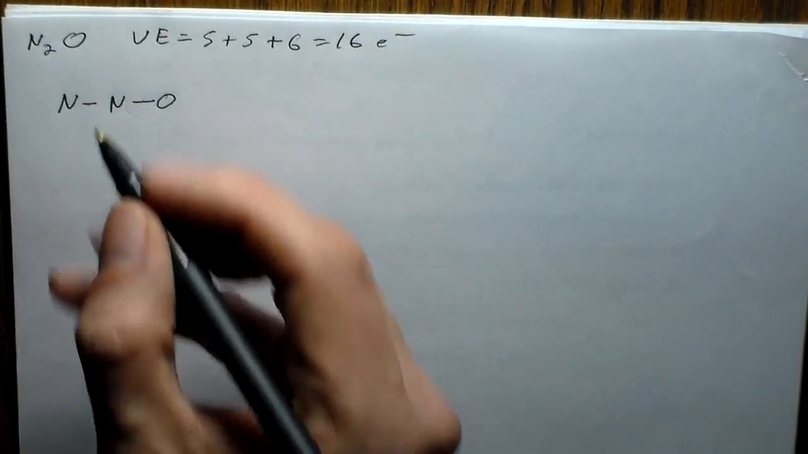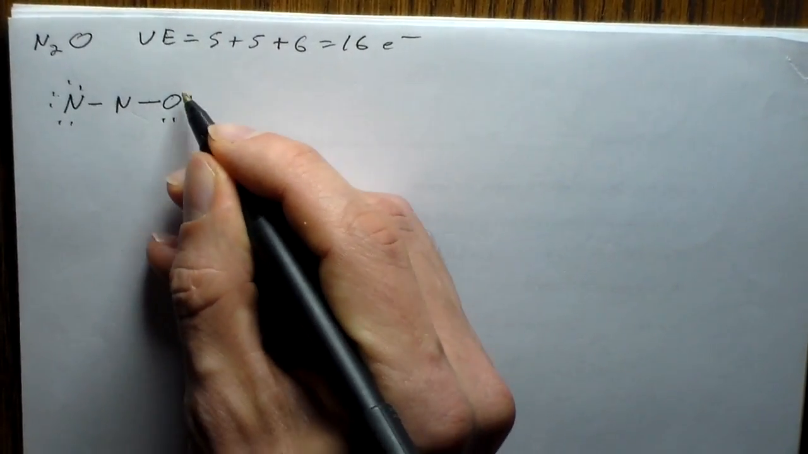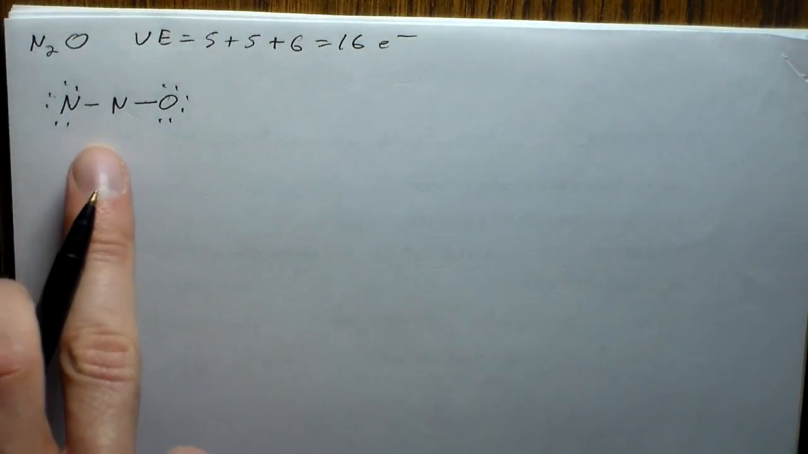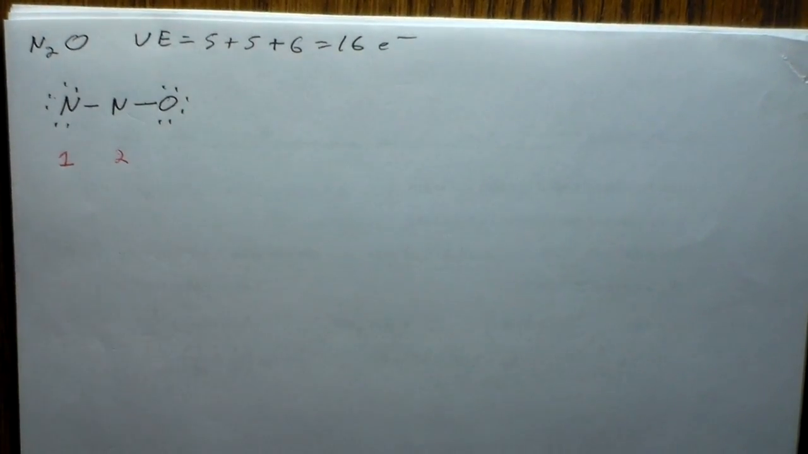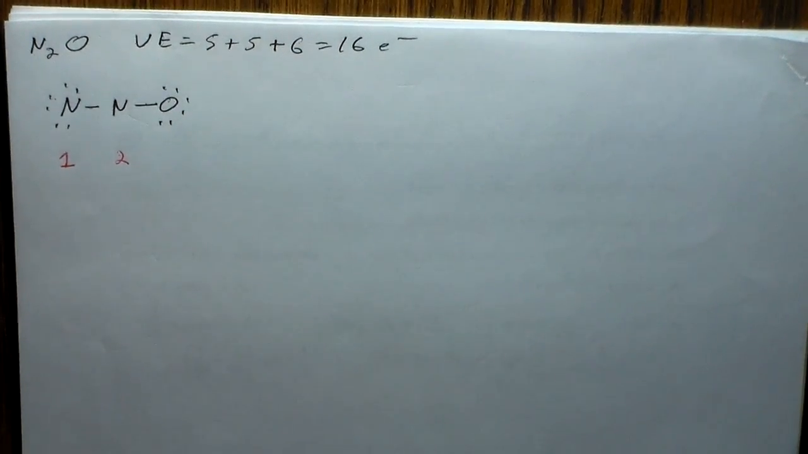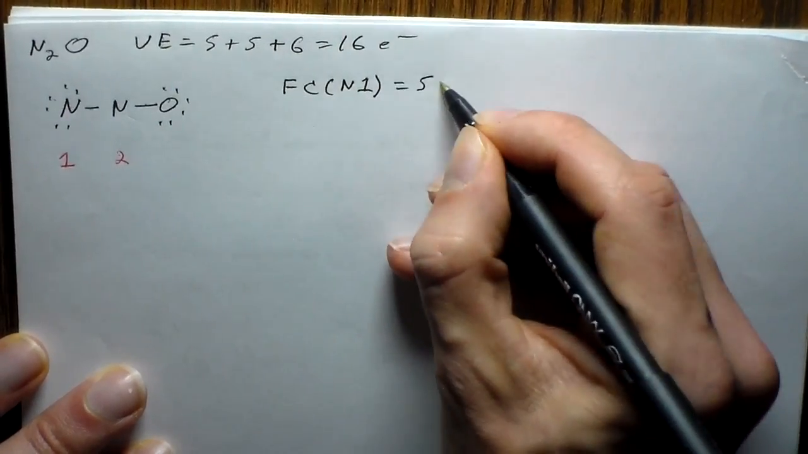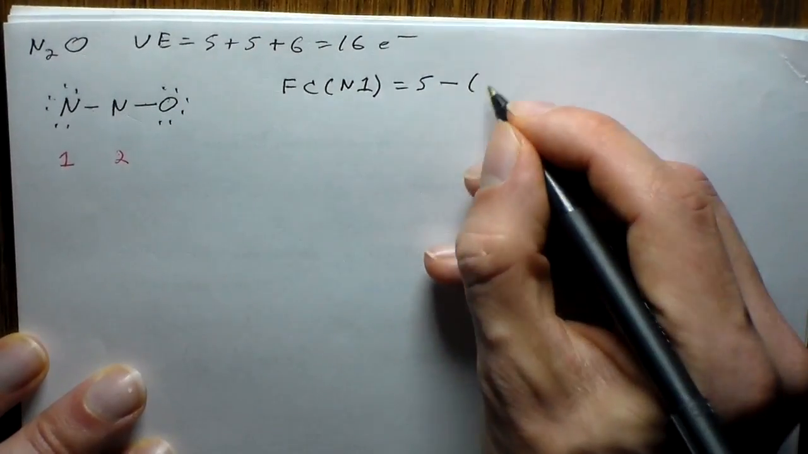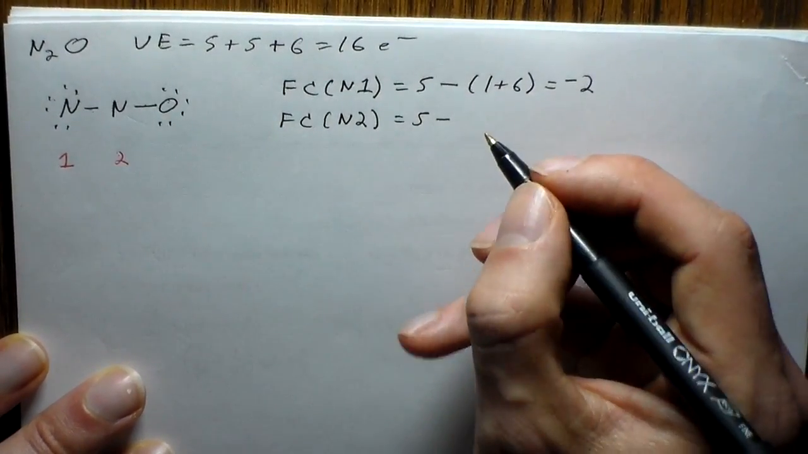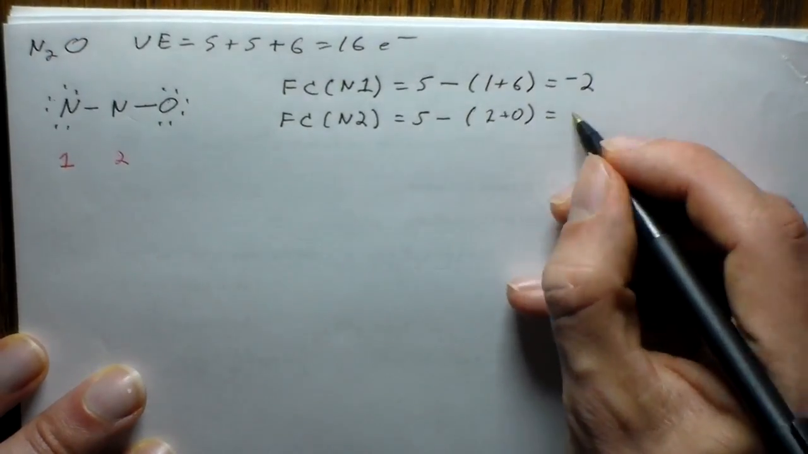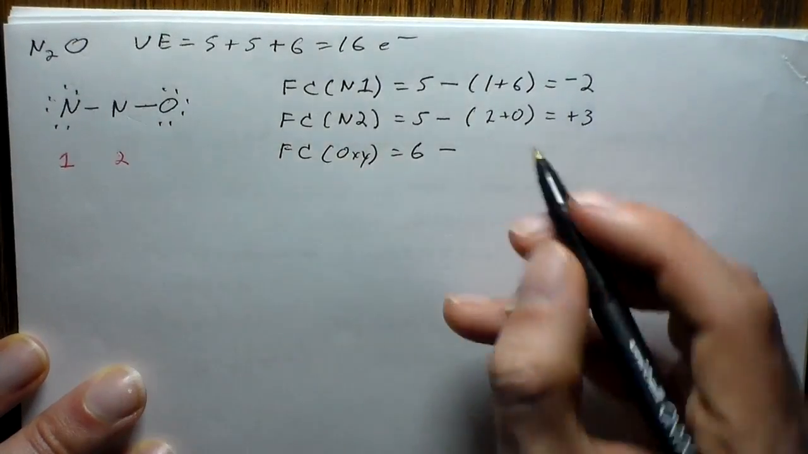So it's going to be 1, 2, 3, 4, 5, 6, 7, 8, 9, 10, 11, 12, 13, 14, 15, 16. So what we also have to notice right here is that these nitrogens are not identical. So I'm just going to call this nitrogen 1 and nitrogen 2, just so we can keep track of them. So the formal charge on nitrogen 1, 5 valence electrons minus 1 line and 6 dots. It's going to be a -2. Formal charge on nitrogen 2, 5 valence electrons just like before, and I have 2 lines and no dots. And the formal charge on the oxygen, 6 valence electrons, and again 1 line and 6 dots.